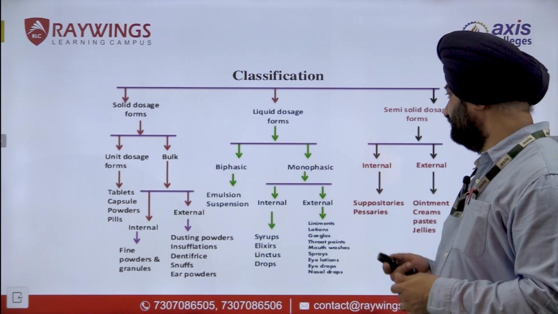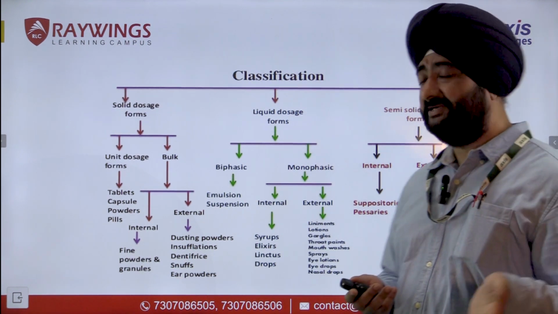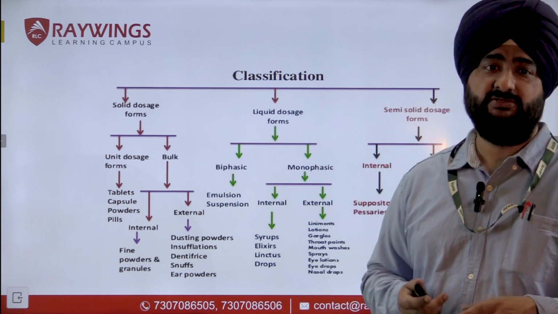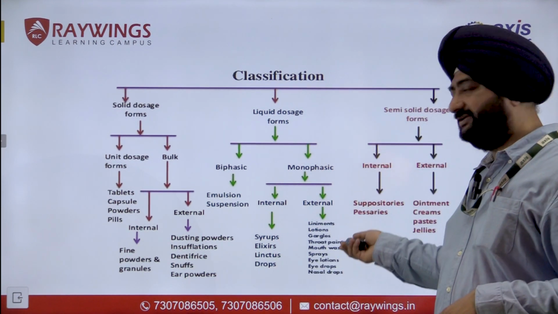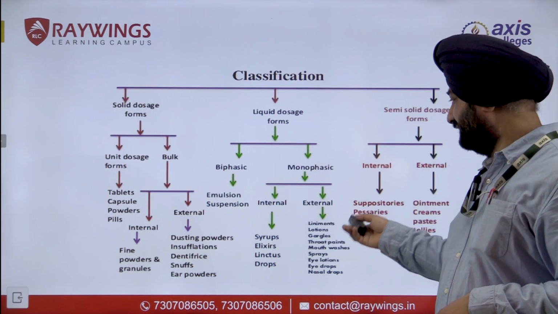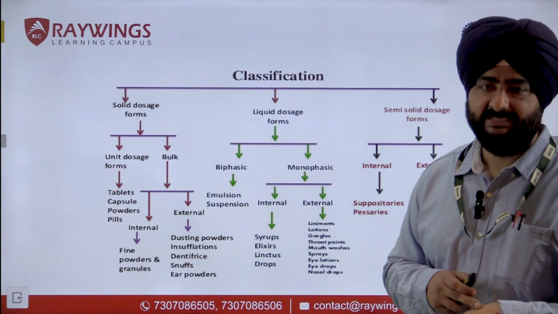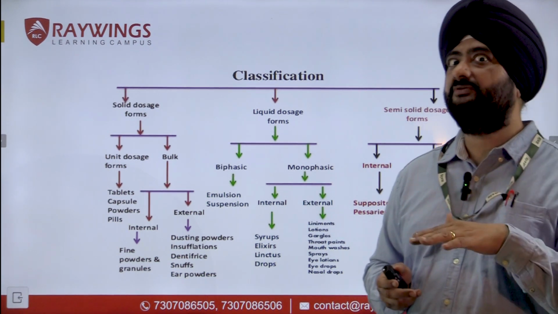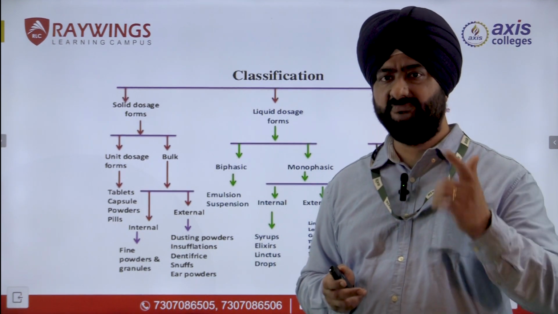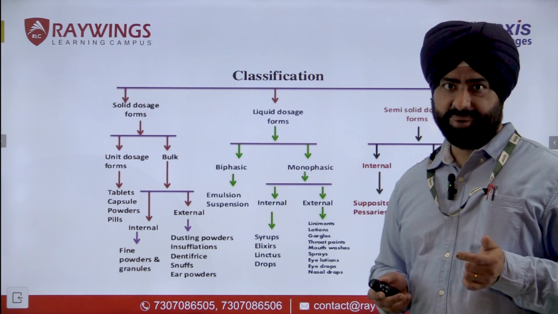And what is external monophasic? As I have explained earlier also, external means you have to apply it topically on the skin, like liniments, lotions, gargles, mouthwash. Gargles and mouthwash need not be applied on the skin. They have to be taken in the mouth, but spit out after use. You need not swallow it. That's why it comes under the category of external, right?